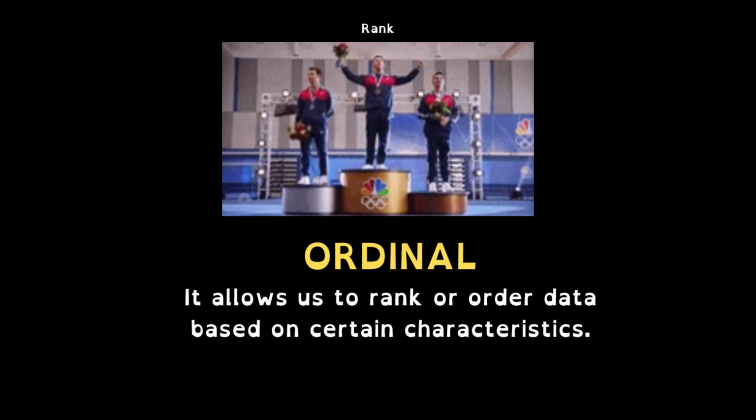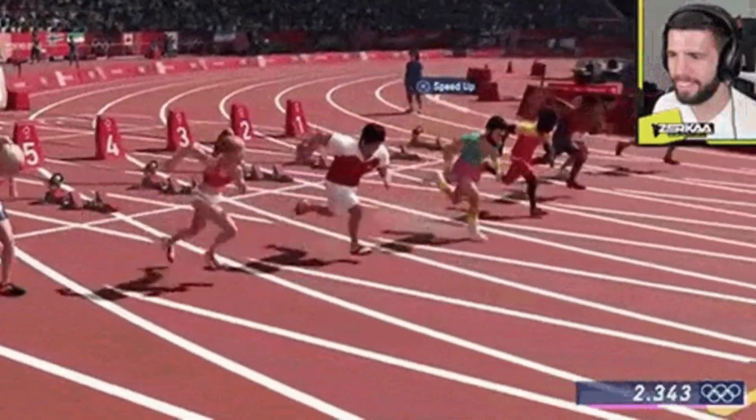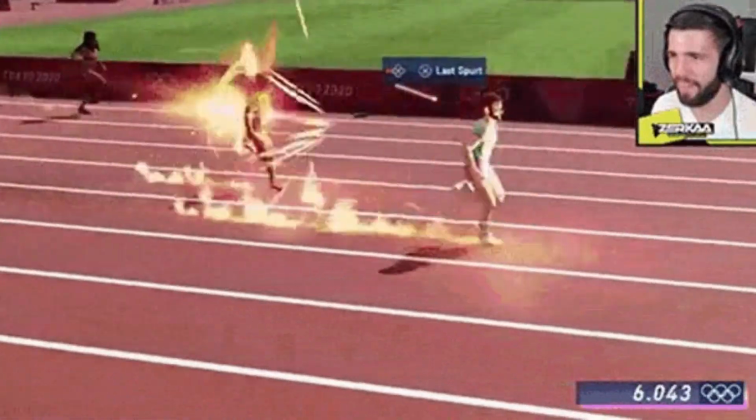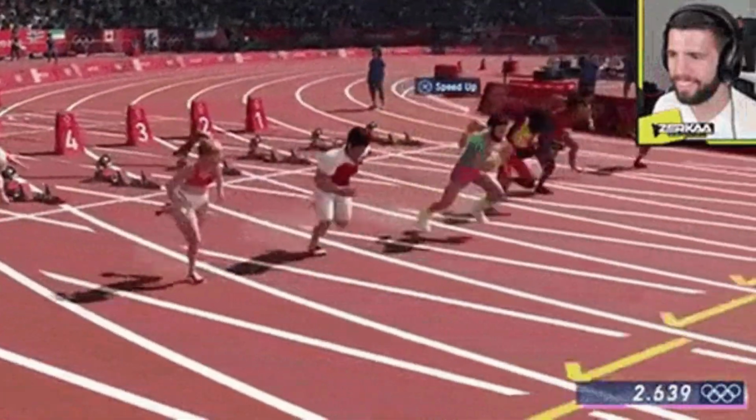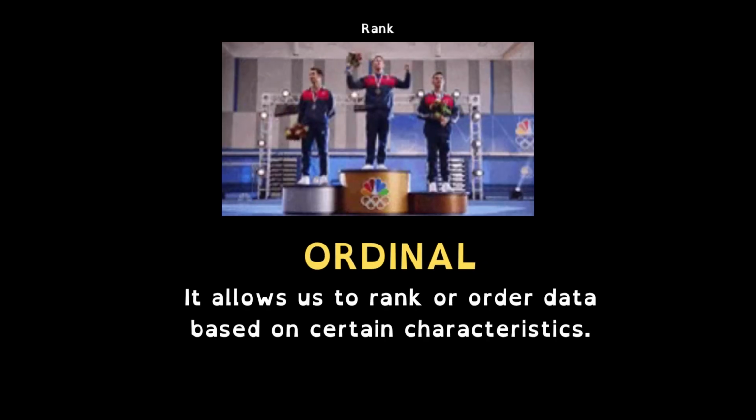Here are a few examples. The ranking of students in a race, where we have first, second, and third places, represents ordinal data. The order of the rankings is important, but the differences between ranks may not be equal.